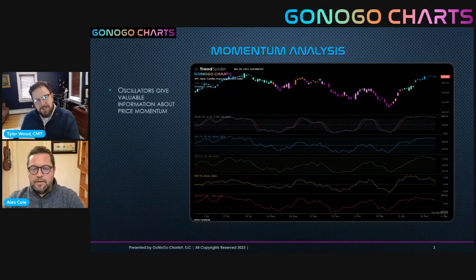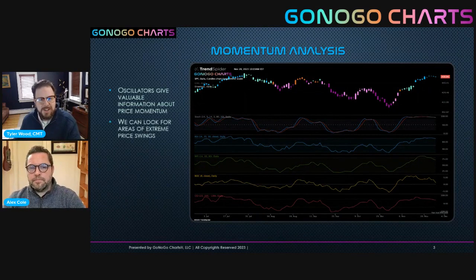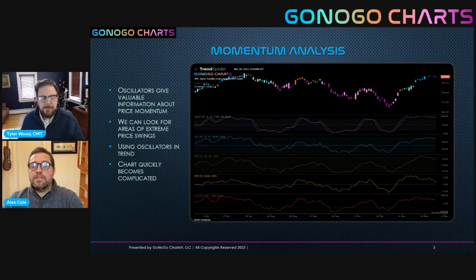But before we dive into how we can do this with GoNoGo charts, Alex, let's just talk generally about why momentum concepts are so important to investors and traders. We like to talk about momentum as examining the velocity of price movement, right? How fast has price moved in any one direction? And is that sustainable? And momentum oscillators can give us some insight there.